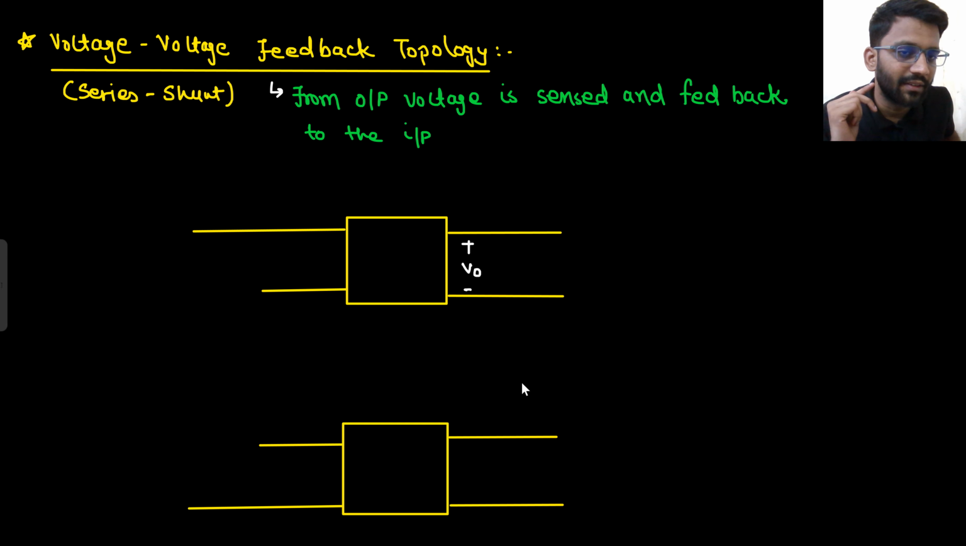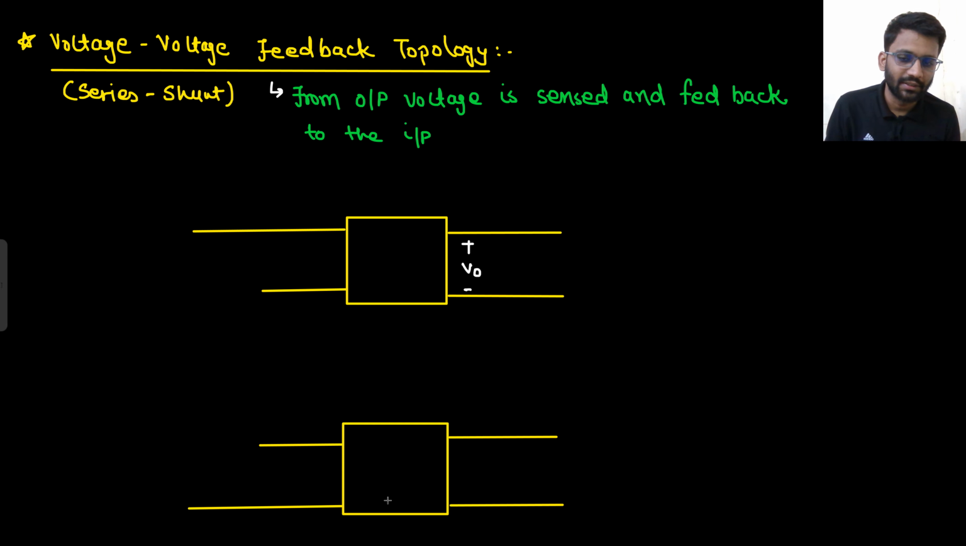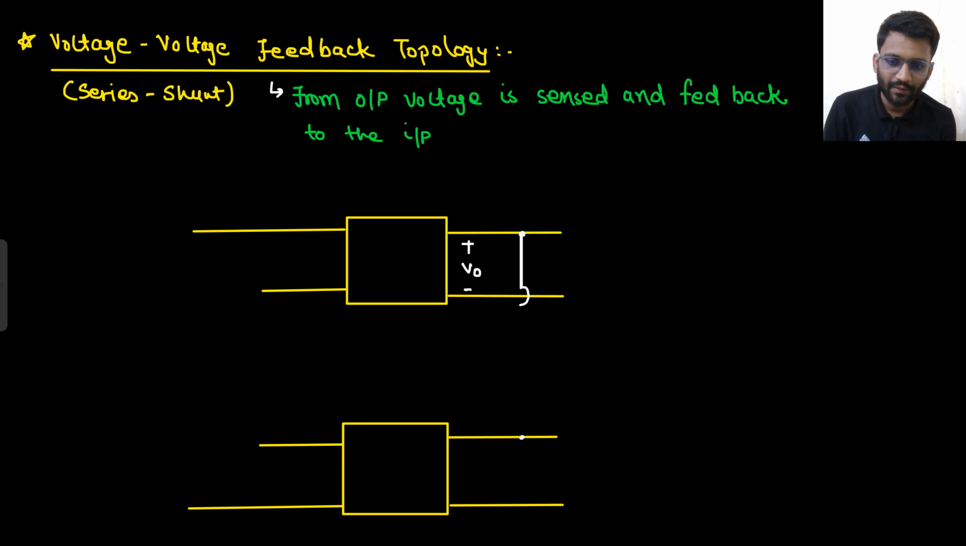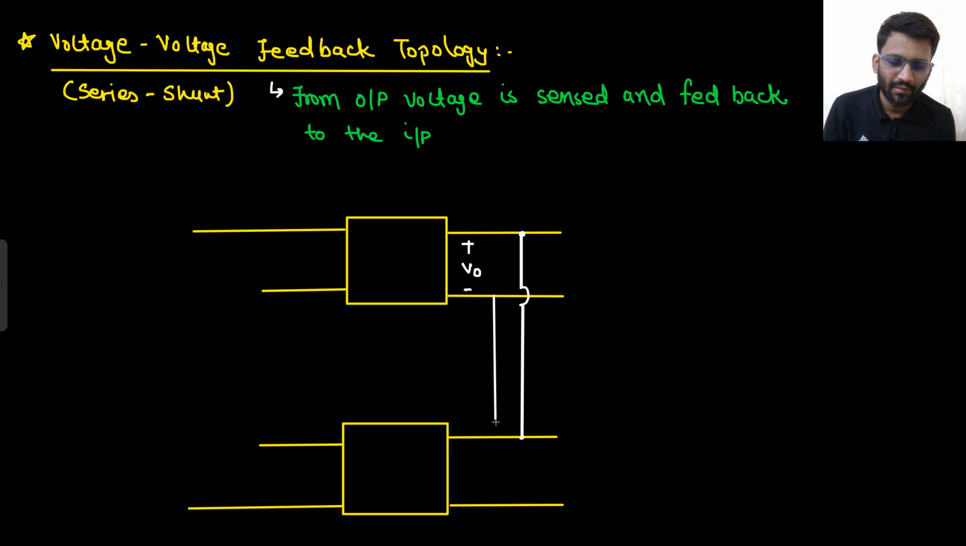That means which connection will be there? Output voltage is sampled, so there has to be a shunt connection, right? So this portion of output voltage should come as it is. Basically this node and this node should be connected. This node and this node we are connecting. And now we are going to connect this lower node with this node, right? So this is the V node we are getting.